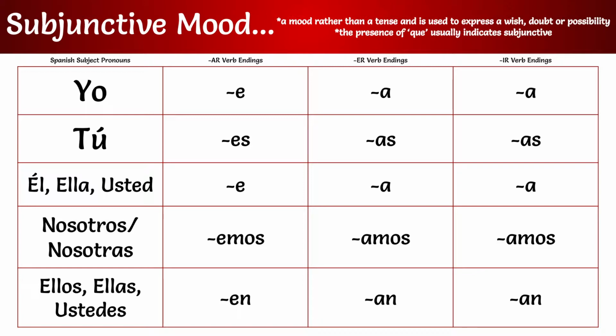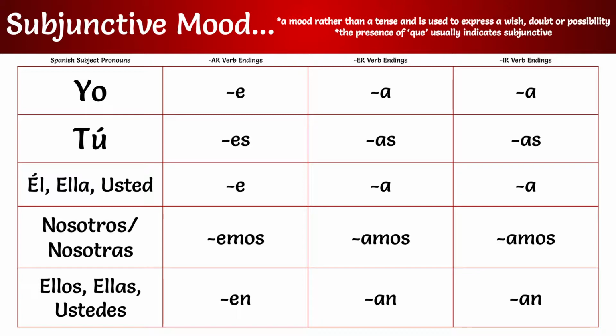In Spanish 2, we learned about something called a subjunctive mood. A subjunctive mood is a mood rather than a tense and is used to express a wish, doubt, or possibility. The presence of que usually indicates subjunctive.